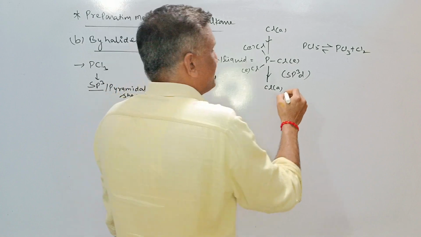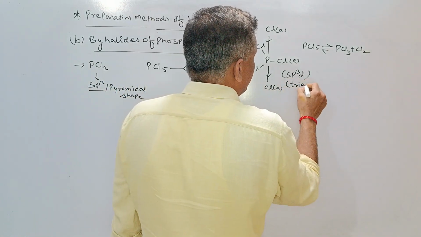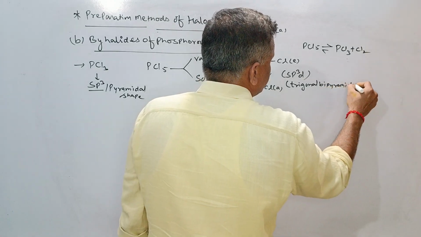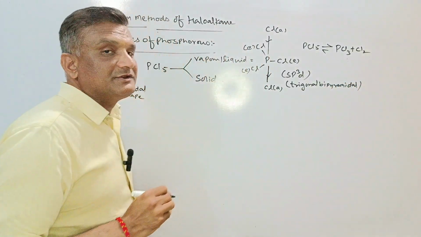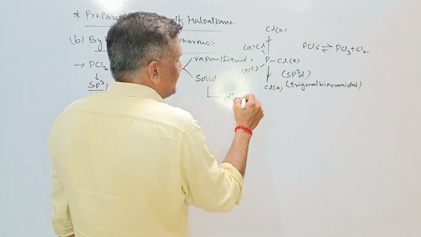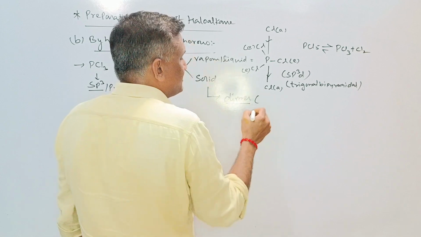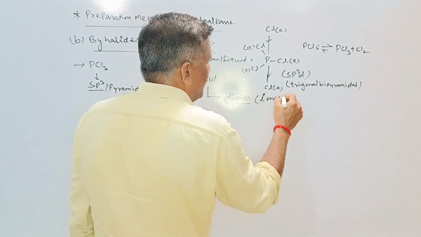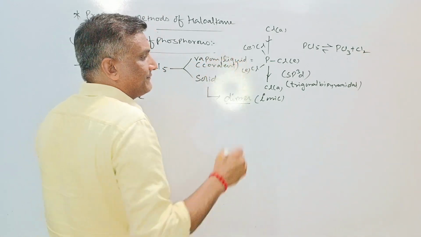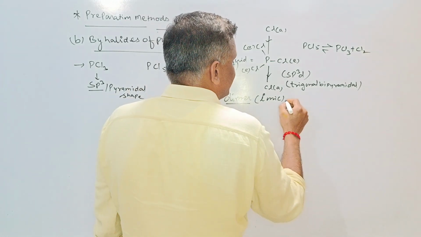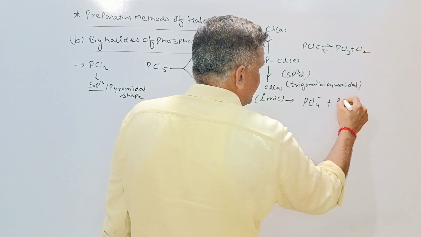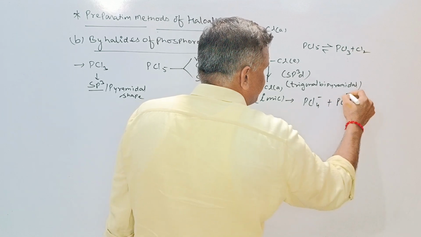This is the most important thing you have to know. And the shape is trigonal bipyramidal. This is the geometry. If we go with the solid state, then in solid form it exists in the form of a dimer, and the dimer is ionic, while this is the covalent form. If we go with the ionic form, then it exists in the form of PCl4 minus and PCl6 plus.